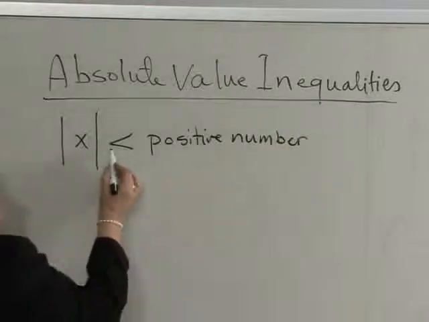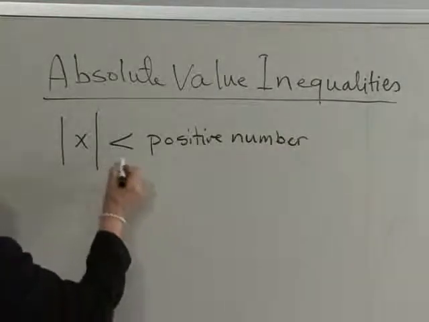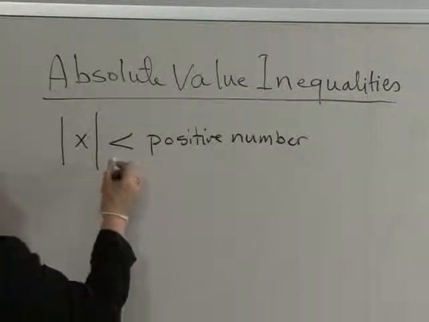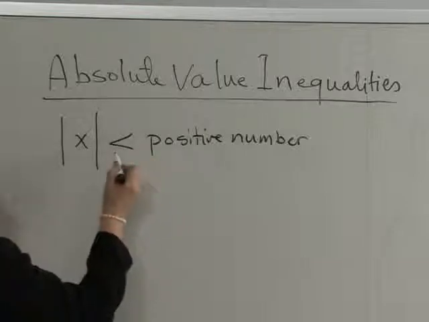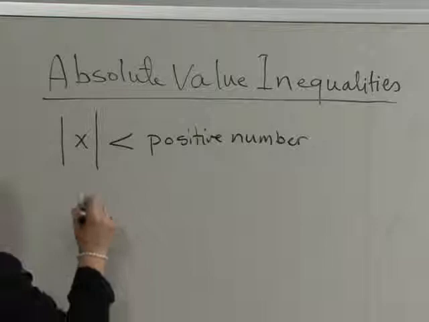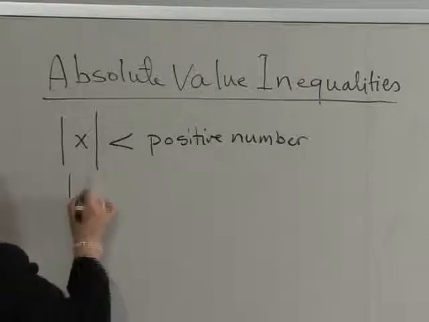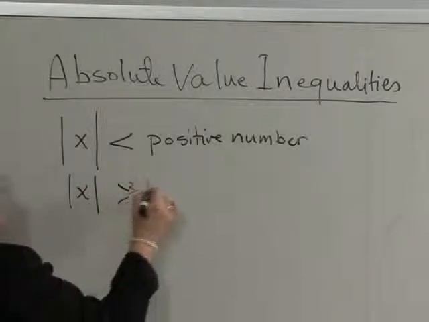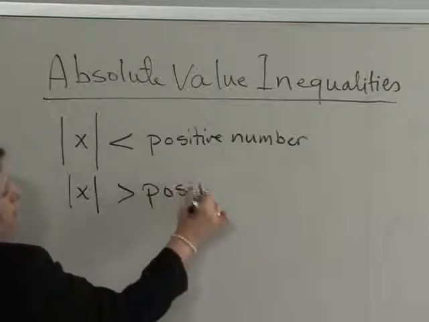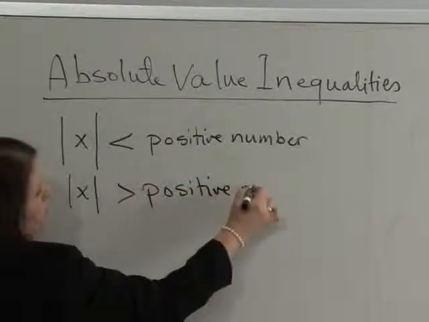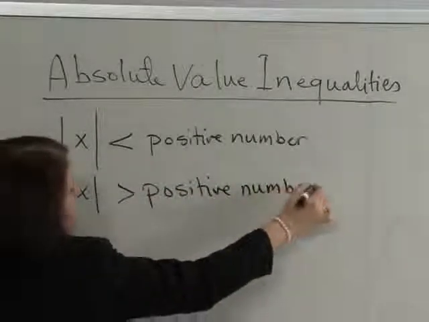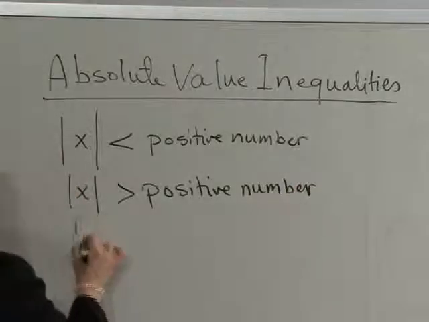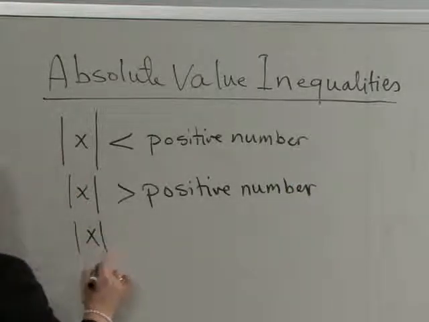I'm not going to include less than or equal to, but really everything I'm doing for less than applies to equal to, except you have to include that number. The absolute value of x is greater than a positive number. And then we're going to look at two trivial cases.